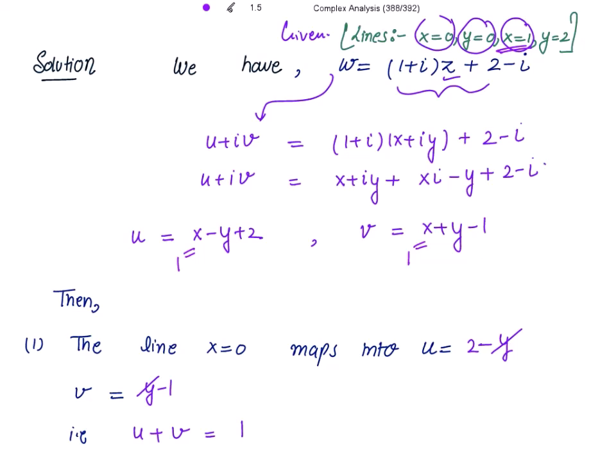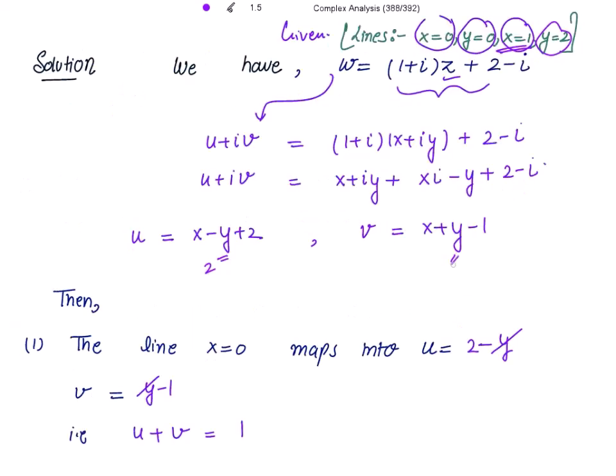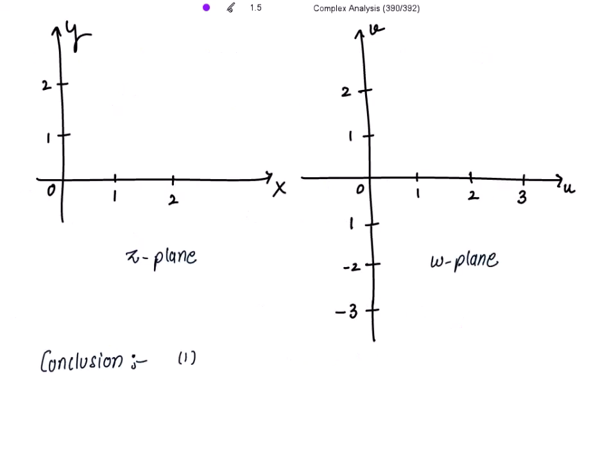Then the line y equal to 2, the last one. Putting y equal to 2 over here, we get u equal to x. And putting y equal to 2 over here, we get v equal to x + 1. Now x is having the same sign, so let's subtract these two. So u - v is equal to minus 1. Or we can also write this as v - u equal to 1. Right? Okay.